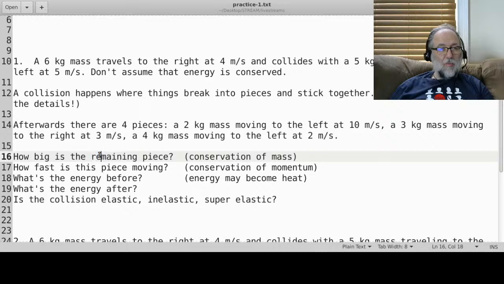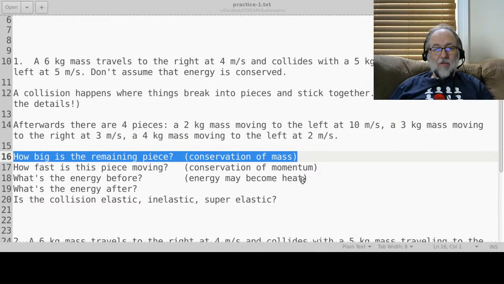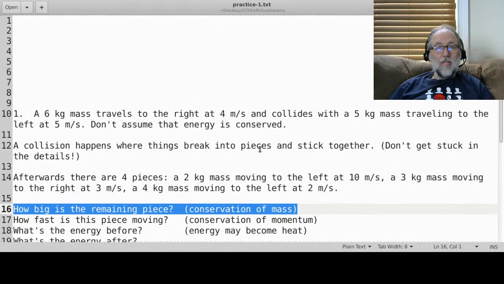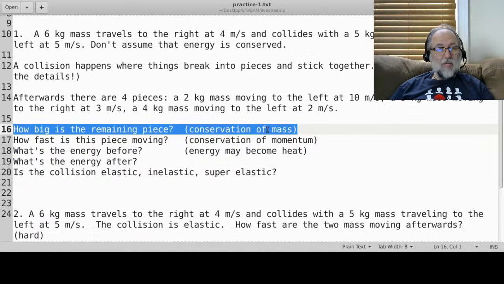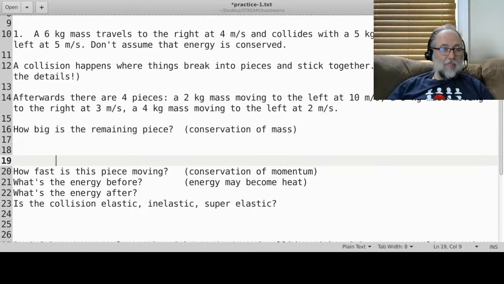The question is, how big is the remaining piece? That's kind of obvious. Normally I don't even ask this question, but since we're talking about conservation laws, conservation of mass is a conservation law, because if you mix things up or break things apart and recombine them, the total mass has to remain the same. Oh, I think I did my solution wrong. That's okay, we'll fix it in a second. So we have 6 kilograms and 5 kilograms, and together that equals 11 kilograms, right? So how big is the remaining piece?